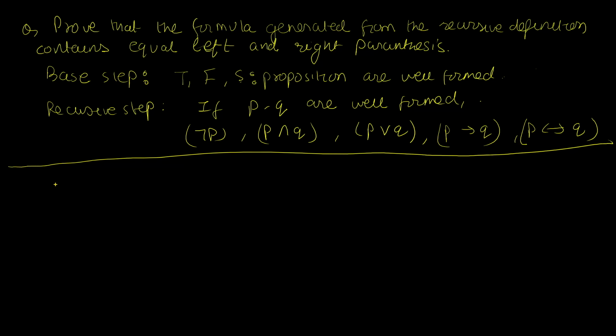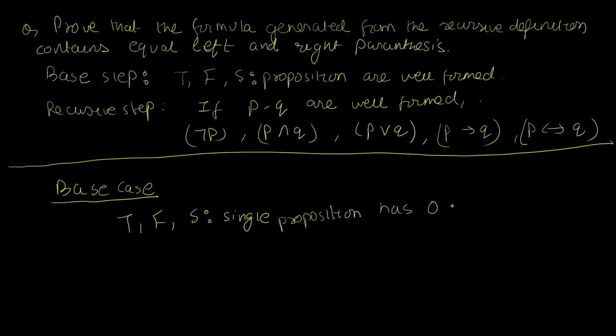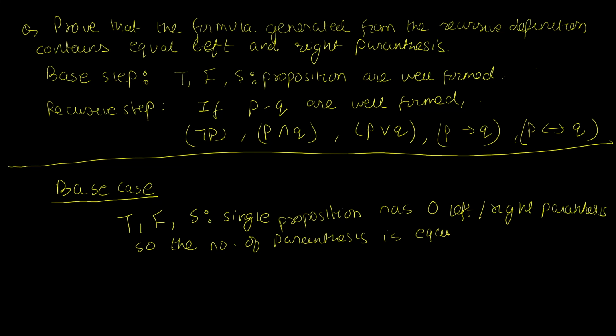So let us show this to make it more clear. We start with our base case. So everything that is given in the base case, true, F, S, where S is a single proposition, has 0 left parentheses and 0 right parentheses. So the number of parentheses is equal. Okay, so this is my base case. Now we'll go for our inductive step. So in the inductive step, we'll assume two well-formed formulas that already have an equal number of left and right parentheses. So let's say after applying this recursion k times, we reach two formulas A and B.